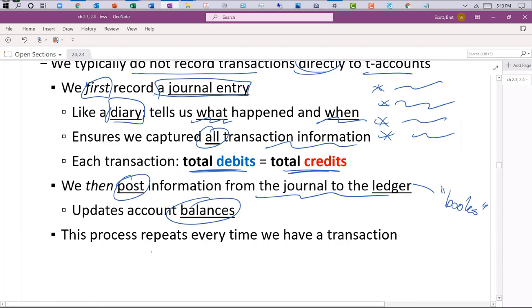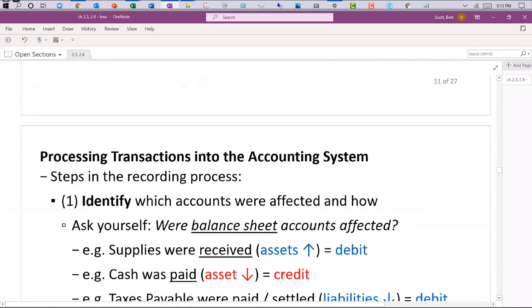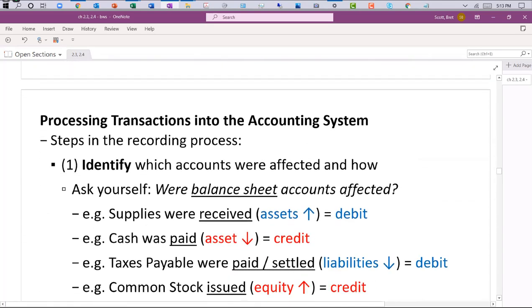This process then repeats every time we have a transaction. Wash, rinse, repeat. So we're going to go through these examples over and over and over again throughout the class. So if you're still a little shaky about this, don't worry, we'll practice this a lot.